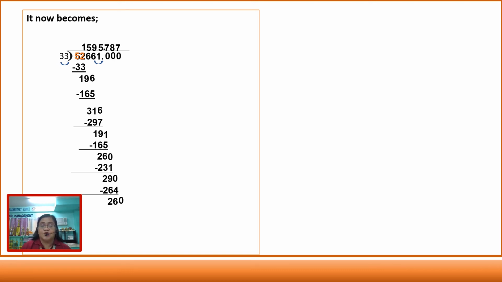260 divided by 33 is equal to 7. 7 times 33 is equal to 231. 260 minus 231 is equal to 29. You can still add 0, then bring down. 290 divided by 33 is equal to 8. 8 times 33 is equal to 264. 290 minus 264 is equal to 26.